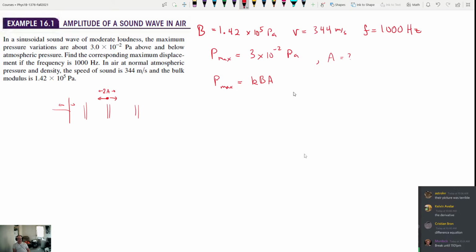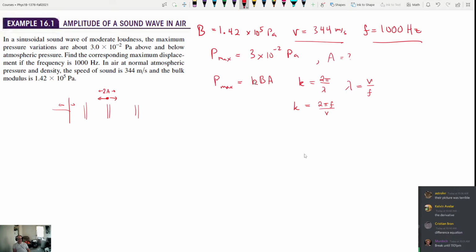Okay, first of all, we need to find wave number k. So wave number k is equal to 2 pi divided by lambda. We don't know what lambda is, but we can find it because we're given velocity and frequency. So lambda is equal to velocity divided by frequency. So k is equal to 2 pi f over v. This is going to be radians per meter, which is what we want.